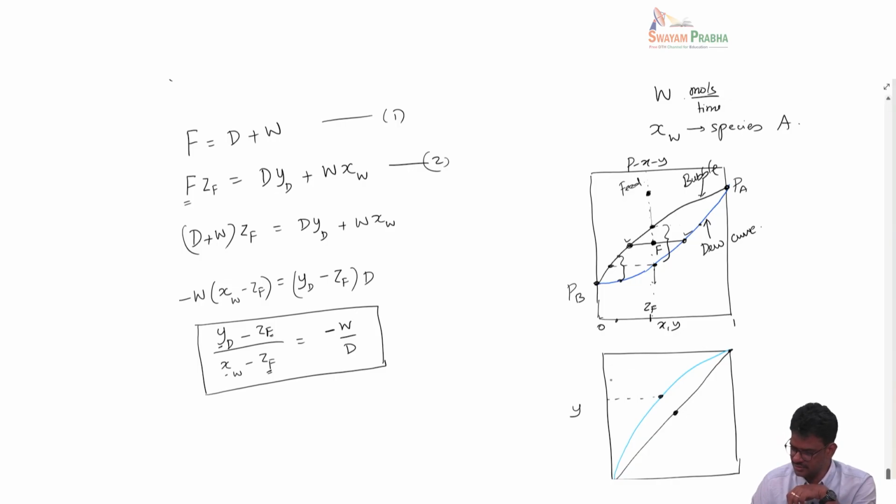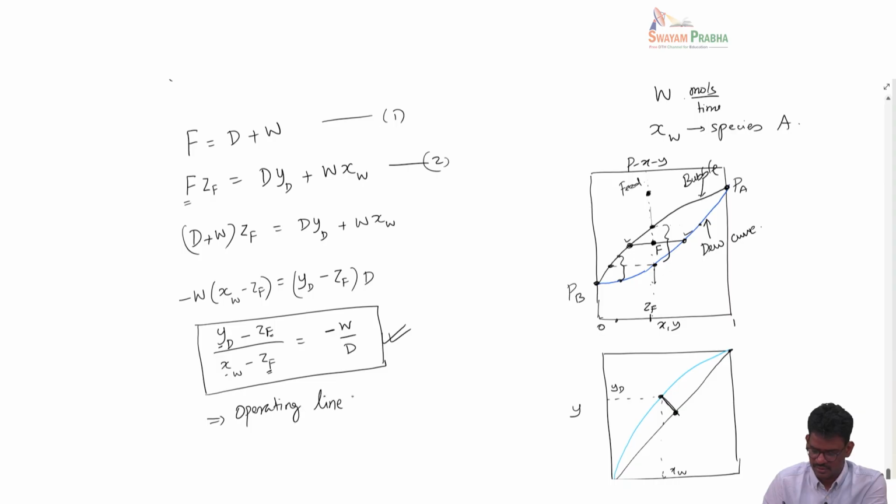Okay, so this is YD and this is XW, and you see there is a line connecting these 2 points, and that is the equation of the line that I am showing here. The slope of this line is given by minus W by D. So we can actually say this is the operating line of flash distillation.